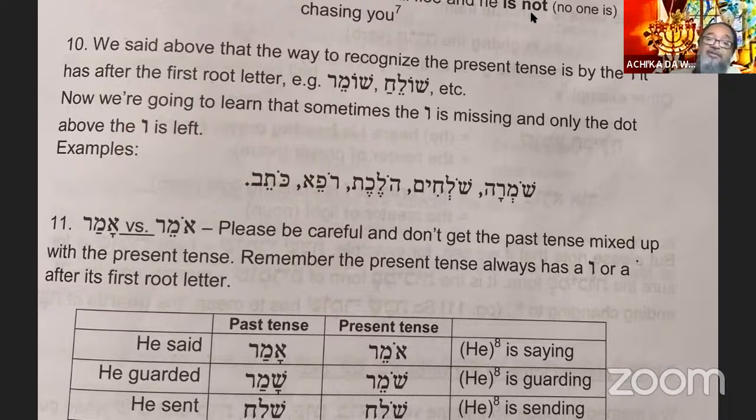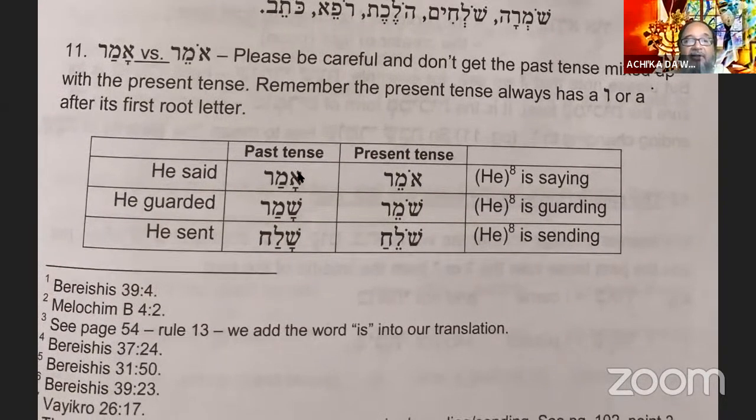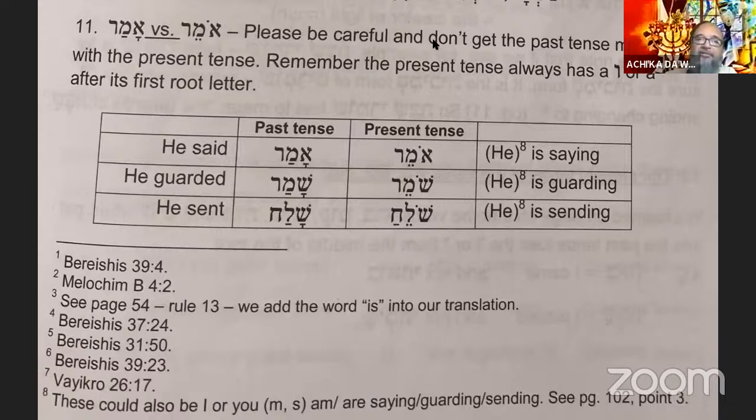So it tells us to be careful and not mix up the past tense with the present tense. Remember that the present tense always has a vav or a dot after its first root letter. And when I send it to you, you'll be able to look at it. They make it a little confusing too, because even in the future tense, this is the same word that's being used, Omer, I will. But it can also be for the present tense, depending on the context.